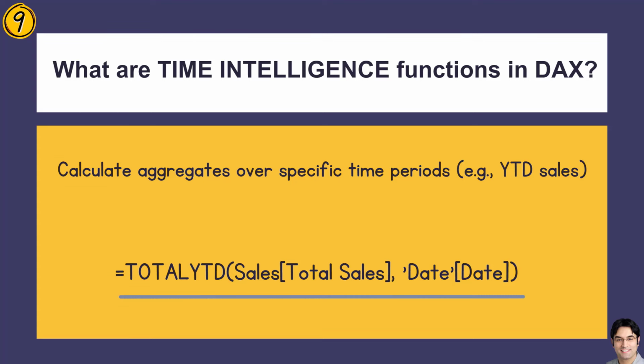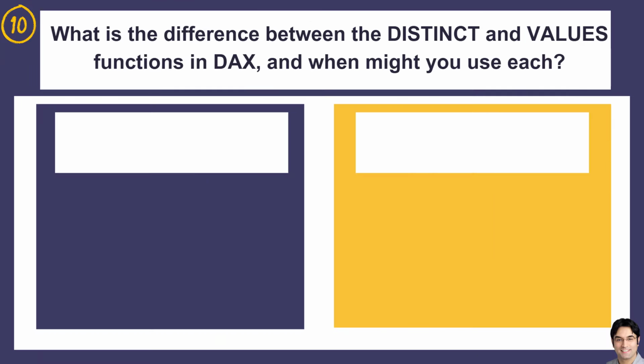Ready for the grand finale? Here's our last question, and it's a tough one. Question number 10. What is the difference between the DISTINCT and VALUES functions in DAX? And when might you use each? And here's the answer.